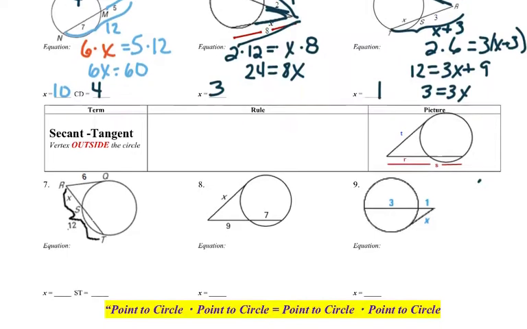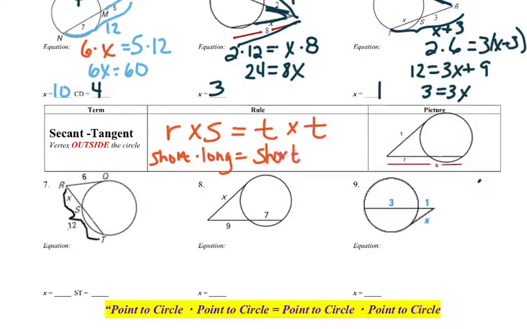Almost done. You've almost made it. Here's the last one. This one is a similar looking picture, and the formula is R times S equals T times T. Or I say short times long equals short times short. R times S here is going to be x times 12 equals 6 times 6. Or 12x is 36, or x is 3.